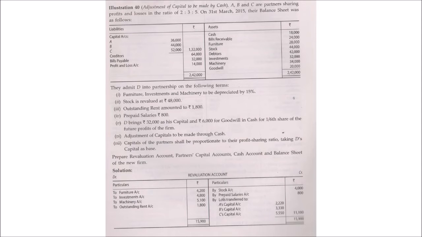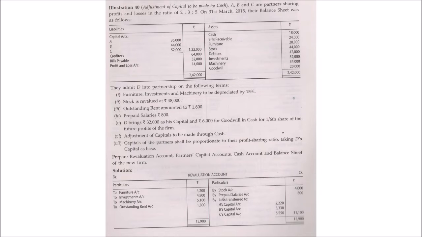They admit D into partnership on the following terms. Number 1. Furniture, investments and machinery to be depreciated by 15%. 2. Stock is revalued at rupees 48,000. Outstanding rent amounted to rupees 1,800. Prepaid salaries rupees 800. D brings rupees 32,000 as his capital and rupees 6,000 for goodwill in cash for 1/6 share of future profits of the firm. Adjustment of capital to be made through cash.